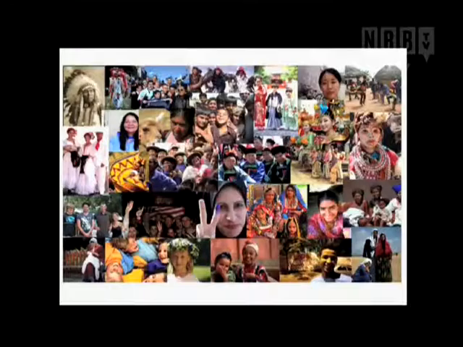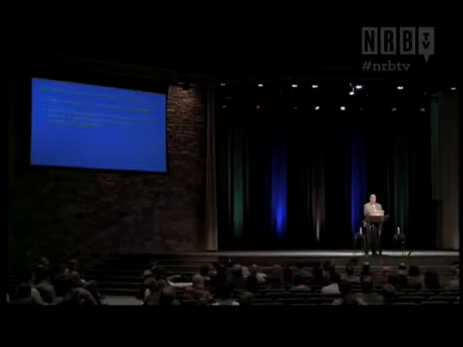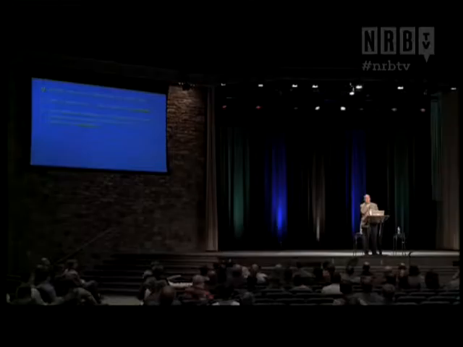Now the question is, will that variation make a difference to the number of offspring that you leave in that population? If some trait that you possess makes a difference to the number of offspring you produce, and that trait can be transmitted from you to your offspring, over time, if that difference in production of offspring continues, the population as a whole will shift over time.